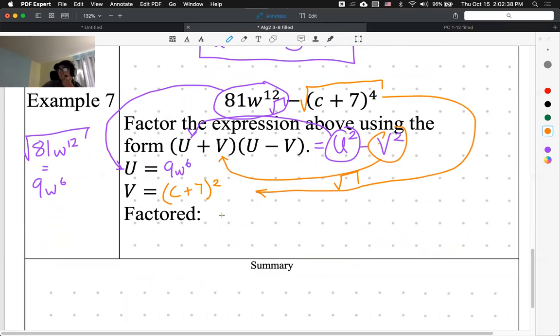So I have my u, which is my 9w to the power of 6, plus v, times u, which is 9w to the power of 6, minus v. And what is v? V is this c plus 7 quantity squared. Done. That concludes the notes.